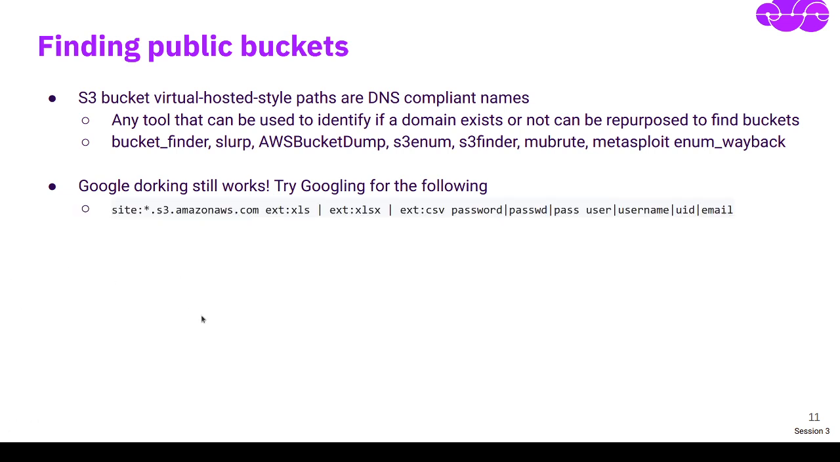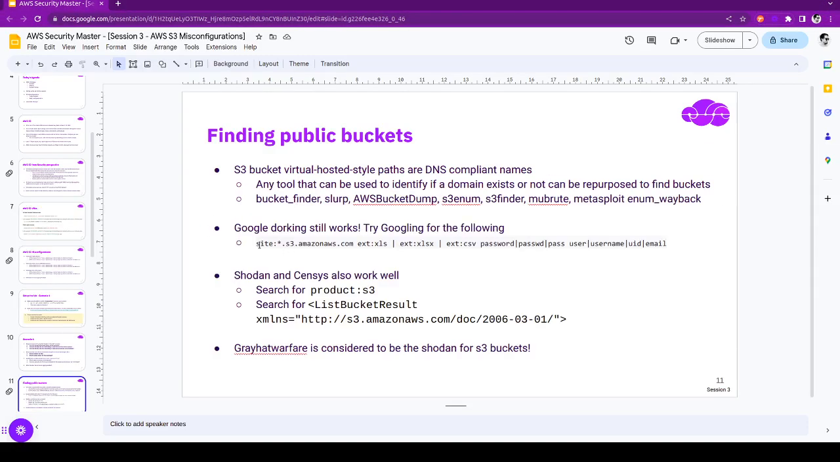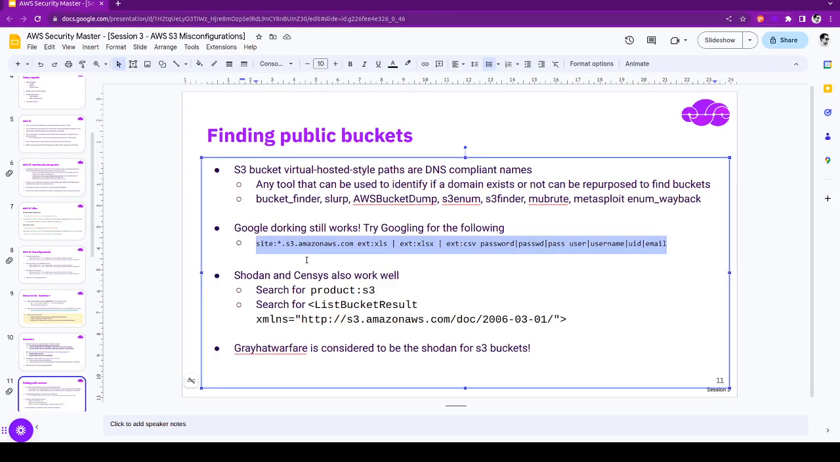Okay, this is a very specific advanced Google search query where I'm restricting Google to search only for subdomains of s3.amazonaws.com, with extensions of type XLS, XLSX, CSV, which contain the words password, pass, username, UID, email. So I'm trying to find Excel sheets that may contain username and password combinations using a Google dork. Go ahead and try this. This is a fun exercise.